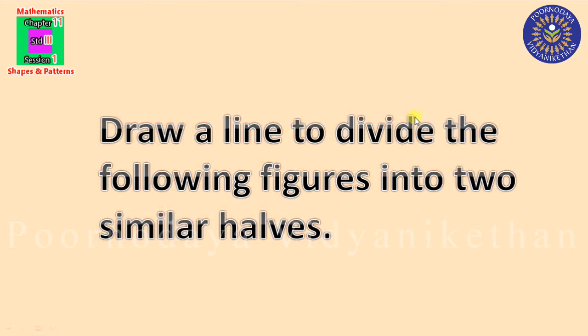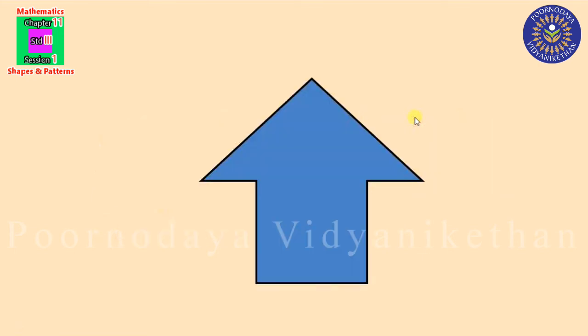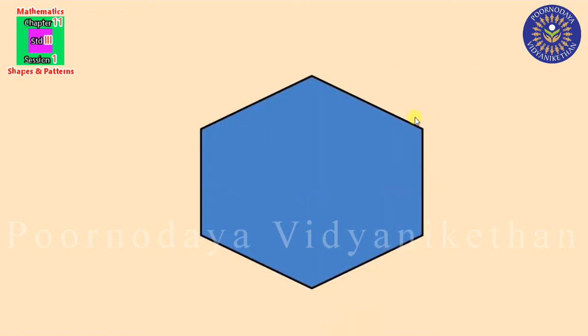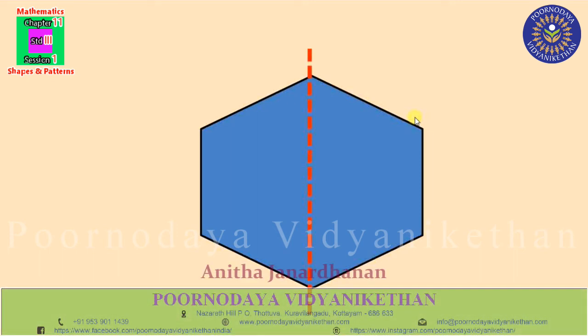Clear? The first one is this. How can we draw the line of symmetry? Yes, we have to draw the line of symmetry like this. Now we got two identical shapes, isn't it? See here, this is our next figure, a hexagon. How can we divide this? Yes, this is our line of symmetry.